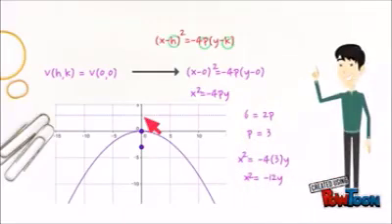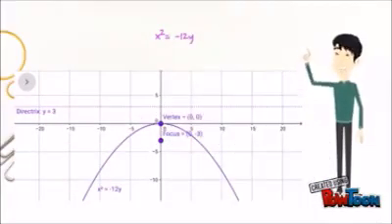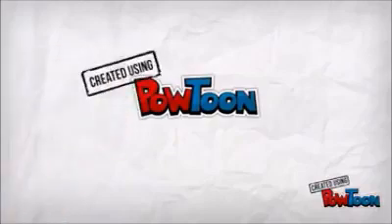Now we know what p is, we substitute it on the formula, which will become x squared equals -12y. And there you have it. The standard equation of the parabola is x squared equals -12y.